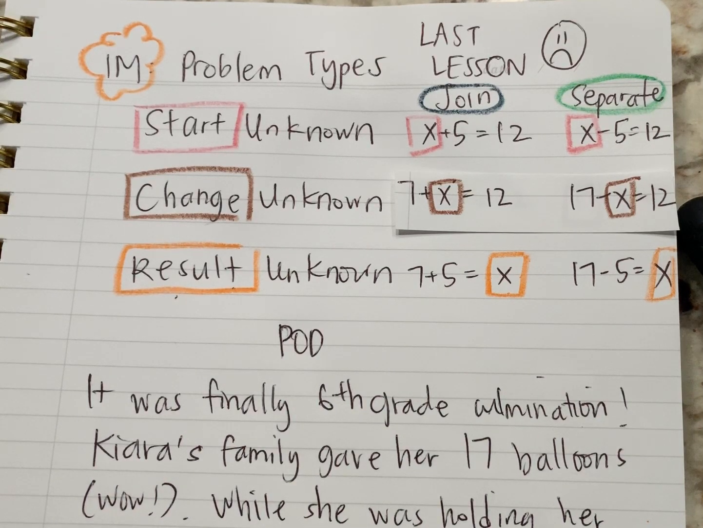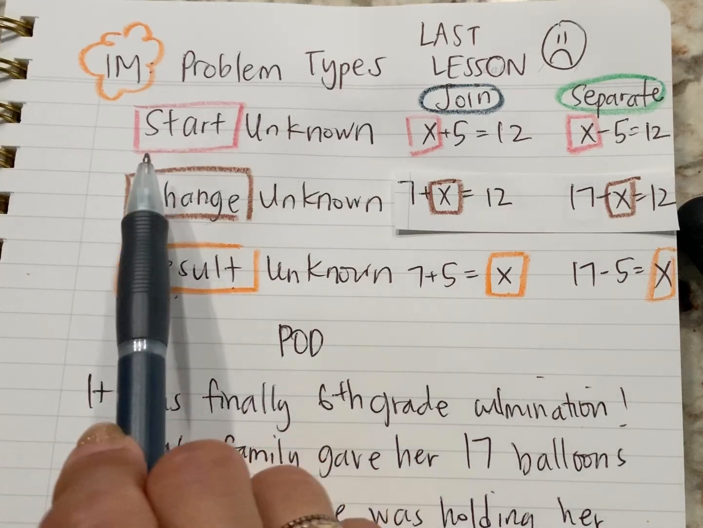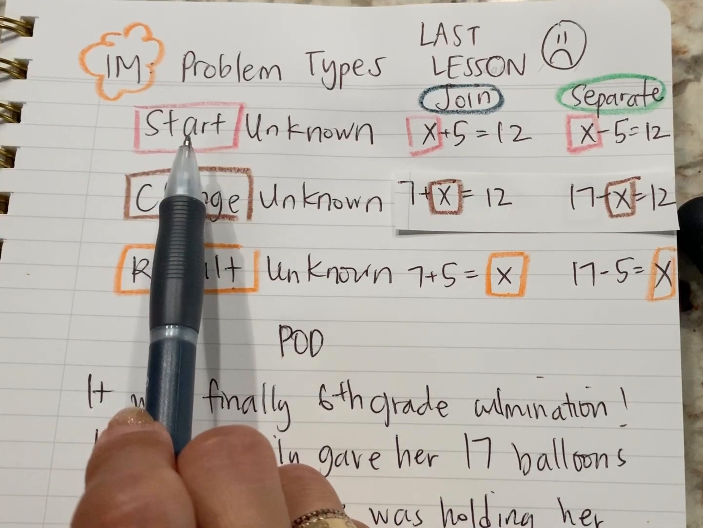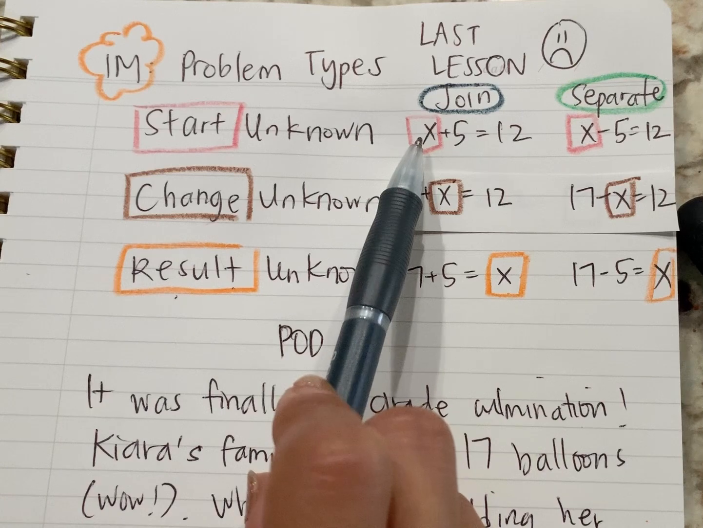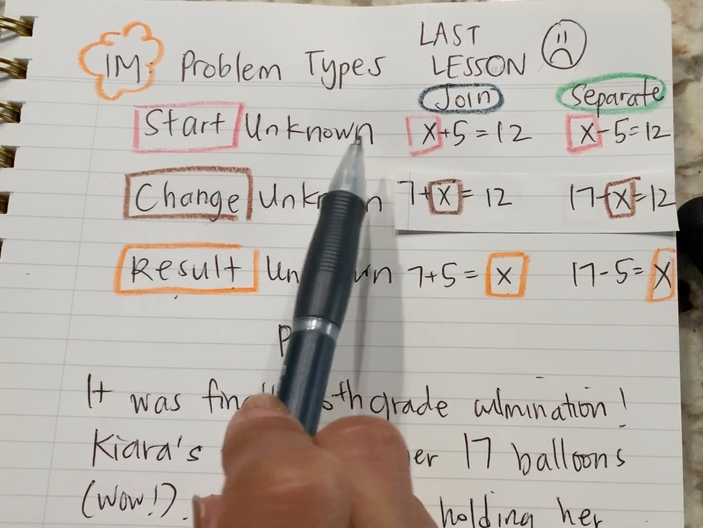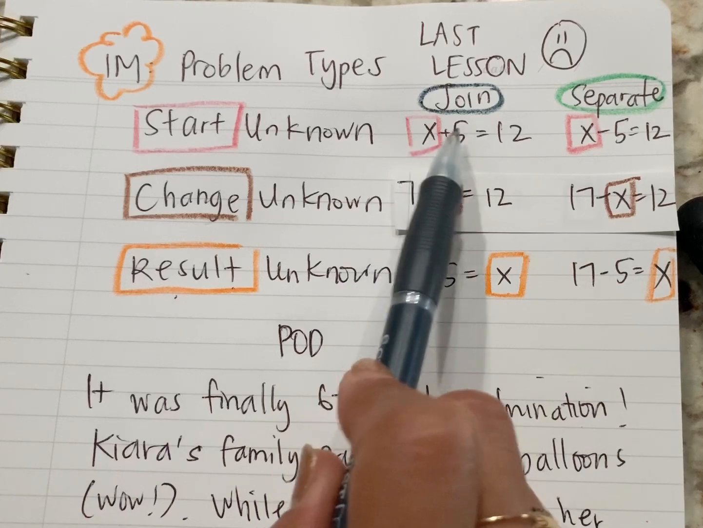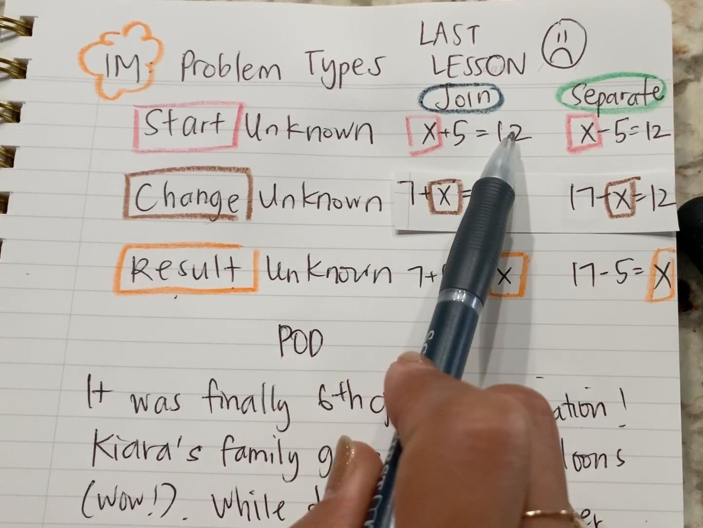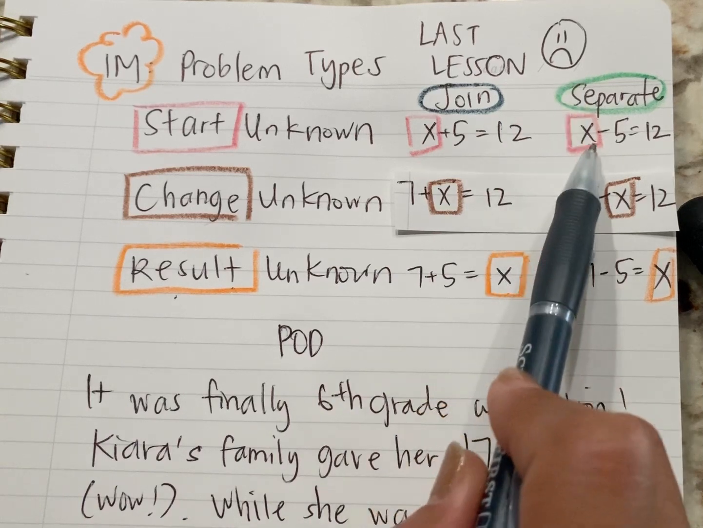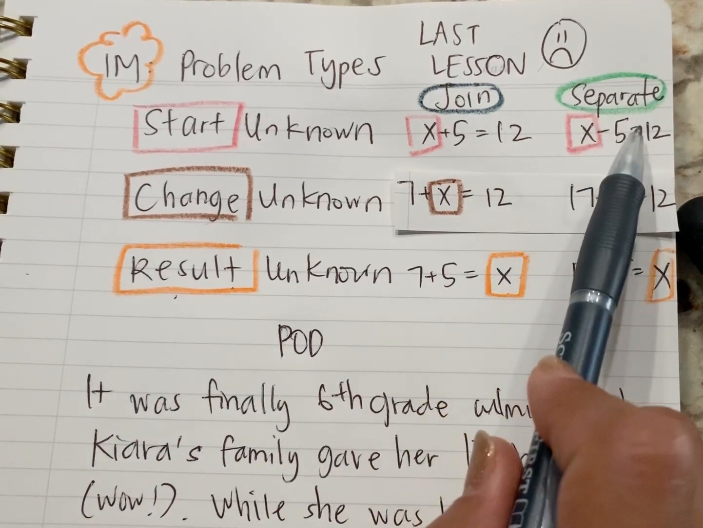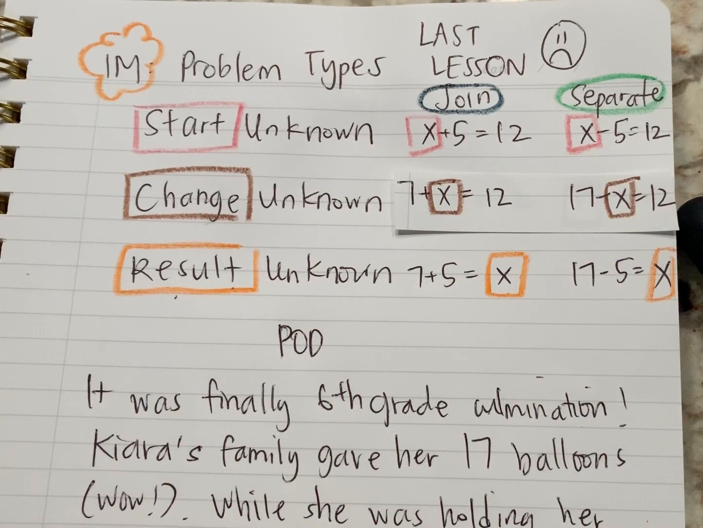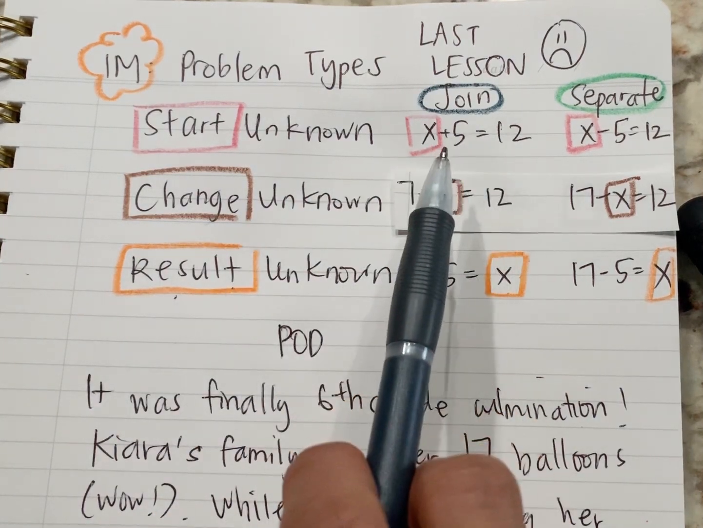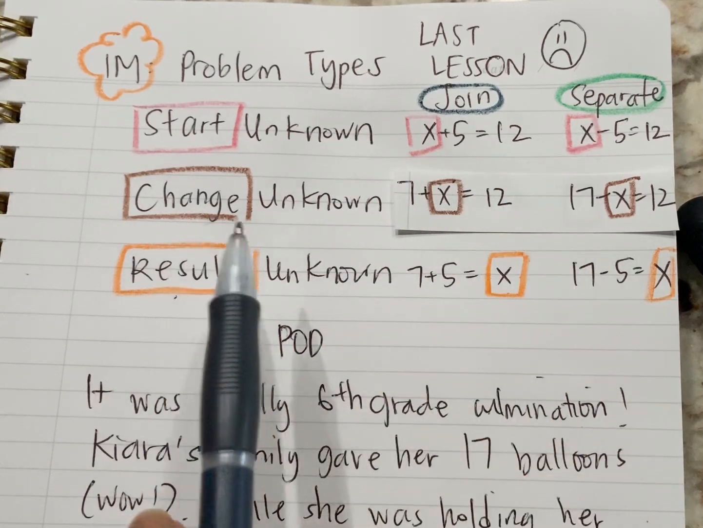But I wanted to start with start unknown. When we talk about start unknown, we're talking about a variable x, which could be any number, at the beginning of this algebraic equation, right? So this one reads x plus 5 is equal to 12 for join. For separate, it's x minus 5 is equal to 12. I'm using similar numbers, not the same, because for addition and subtraction I'm using slightly different numbers, so that you can just see the difference, okay?